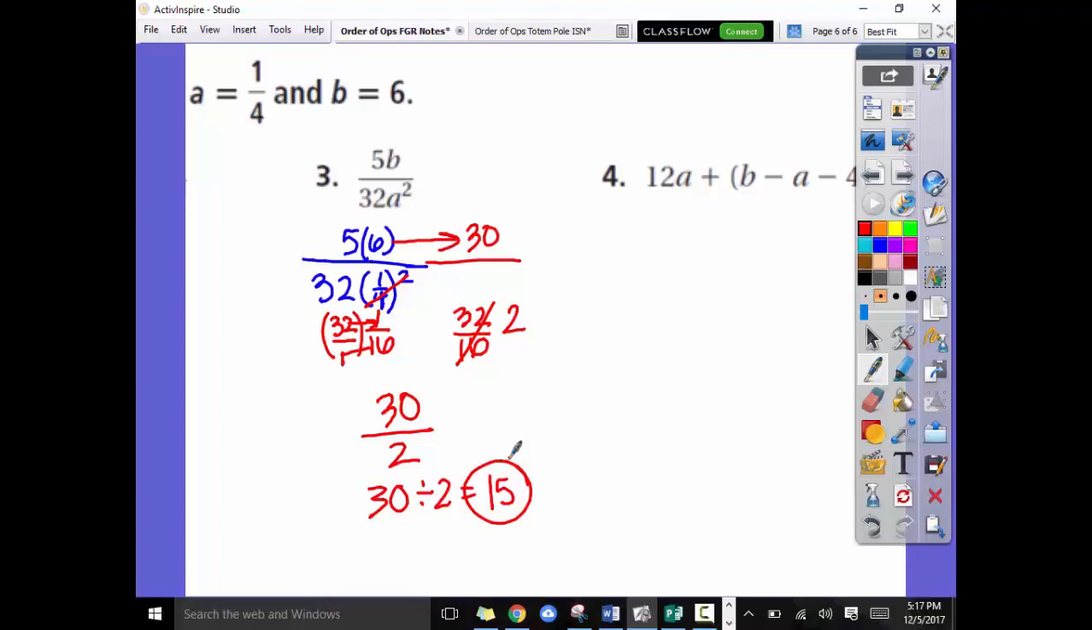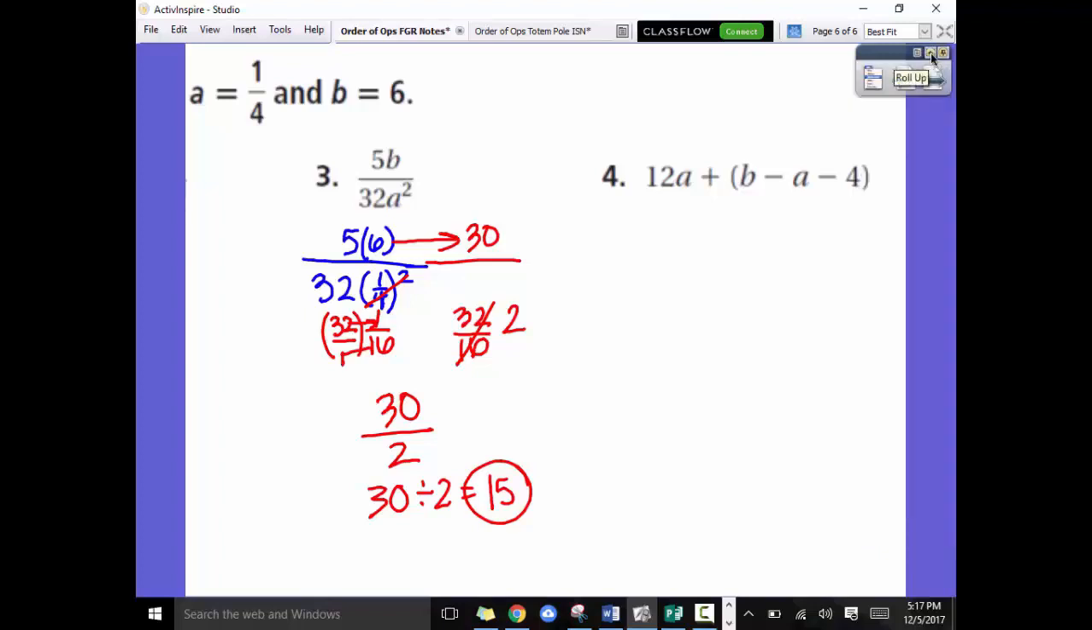And last one here. 12 times 1/4 plus 6 minus 1/4 minus 4. Okay, 12 times 1/4. Well, let me back up here. Inside the parentheses, I need to do that part first. So 6 take away 1/4. Well, that's like 6 wholes take away 1/4, which would be 5 3/4.